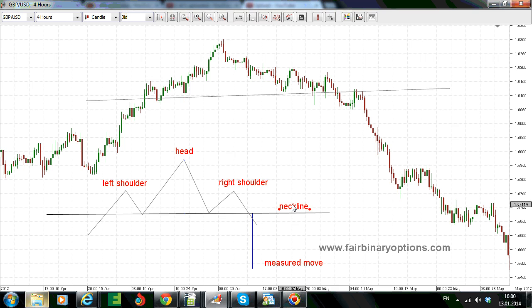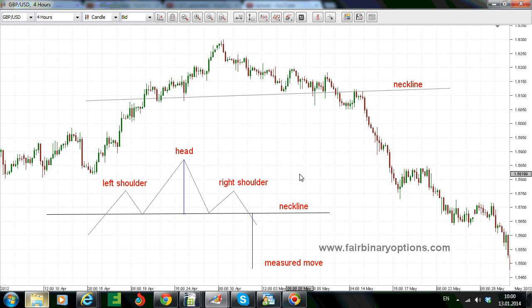I will just copy the neckline here like this. And as you can see, it is given to us by a sharp spike to the upside that is quickly retraced. Now this is the textbook material.